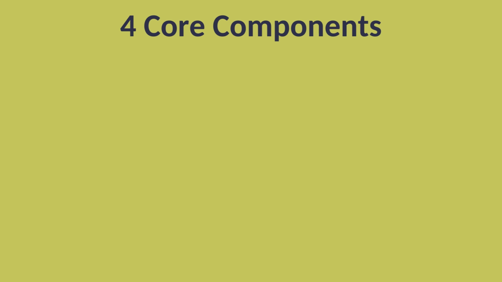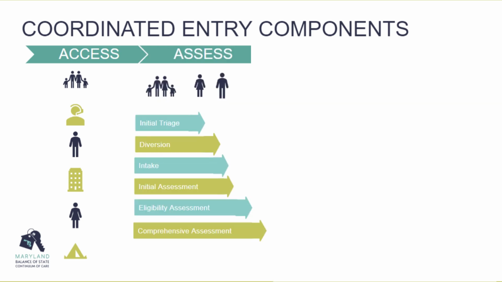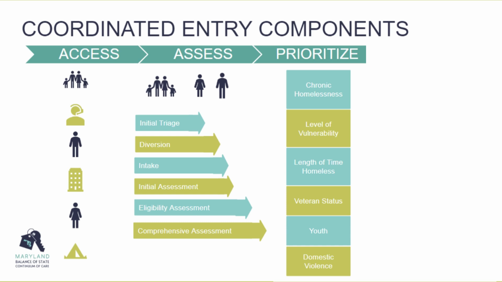Number 1 is access. There should be a centralized and standard way to access all of the resources within a continuum of care, so a client doesn't need to bounce from provider to provider. Number 2 is assess. This means that all households experiencing a housing crisis have their needs assessed in a standardized way. This is to gather information about their needs, their preferences, and the barriers that they will face when regaining housing.